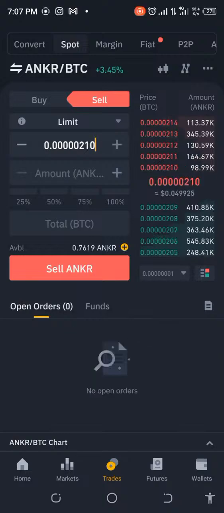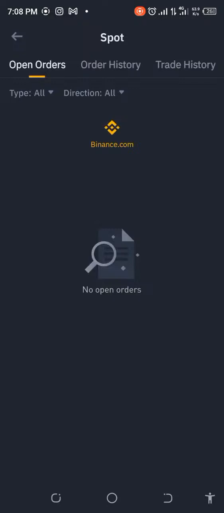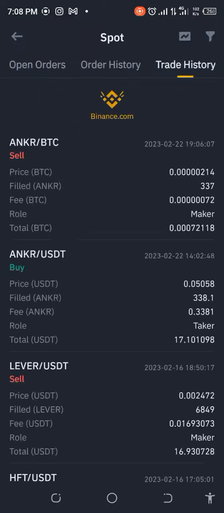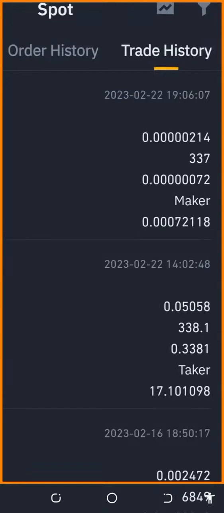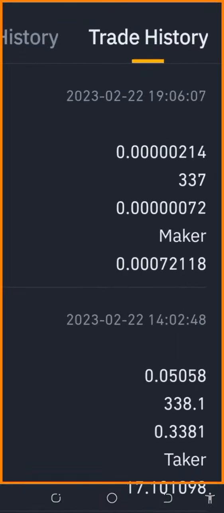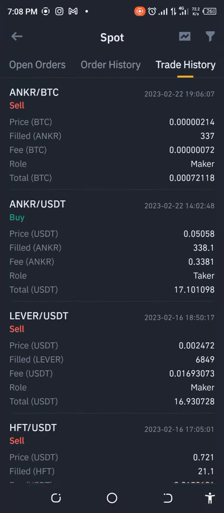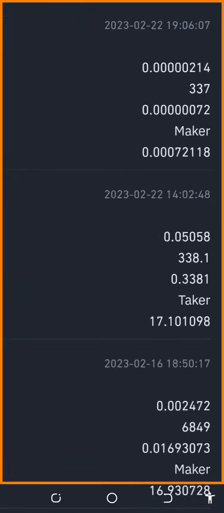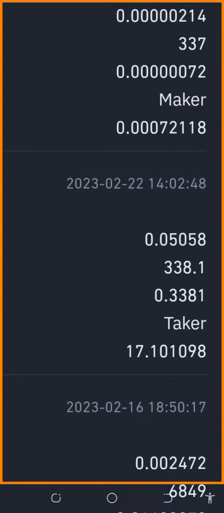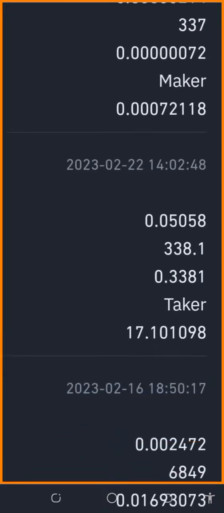Okay, I'm back. So now it's already sold to BTC. So let's go check and do this quickly before BTC goes down. Let's just check the trade history. All right, so it's already sold and we got 0.0007218. Okay, and how many hours did that take? Let's see, 14:02 and then 19, so about 5 hours.